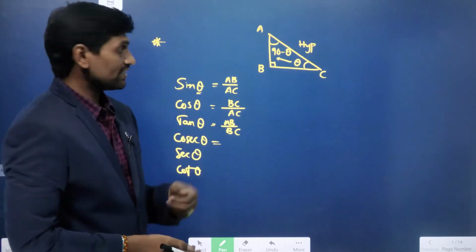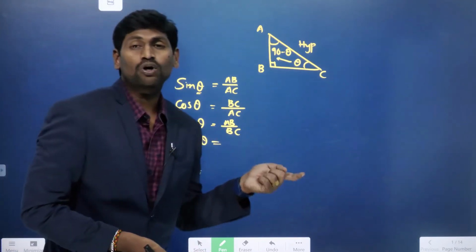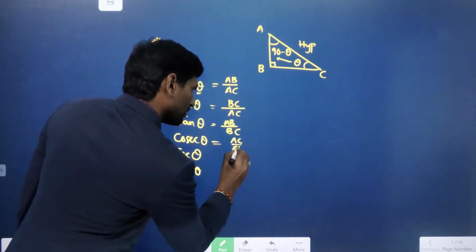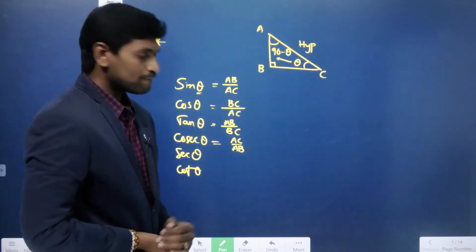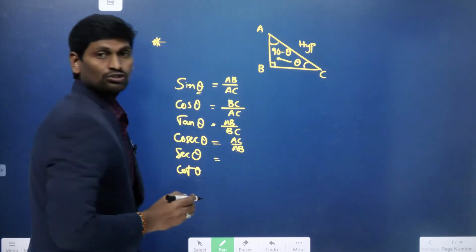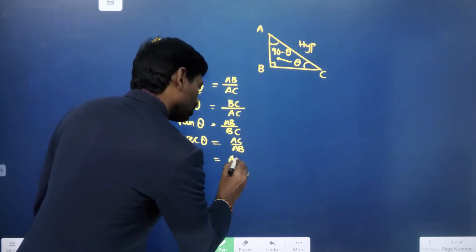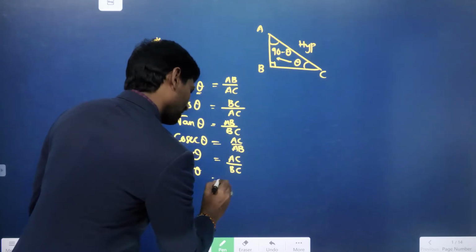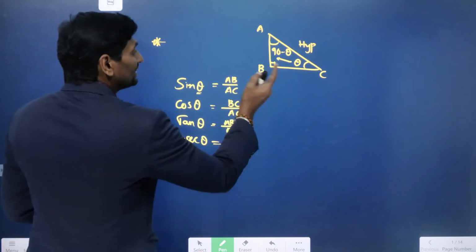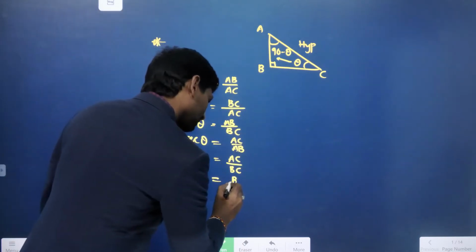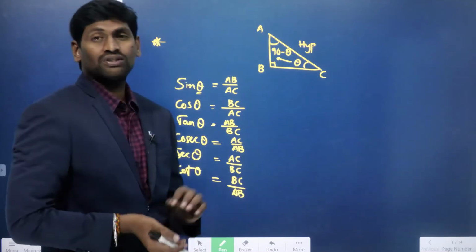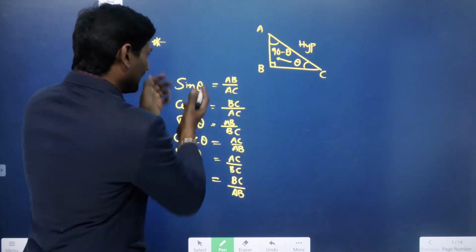Cosecant theta is nothing but the reciprocal of sine. Reciprocal of sine means AC by AB, hypotenuse by opposite side. Secant theta is the reciprocal of cos theta, hypotenuse by adjacent side, so AC by BC. Last, cot theta is the reciprocal of tan theta, adjacent side by opposite side, BC by AB. So these are the ratios according to the angle theta.